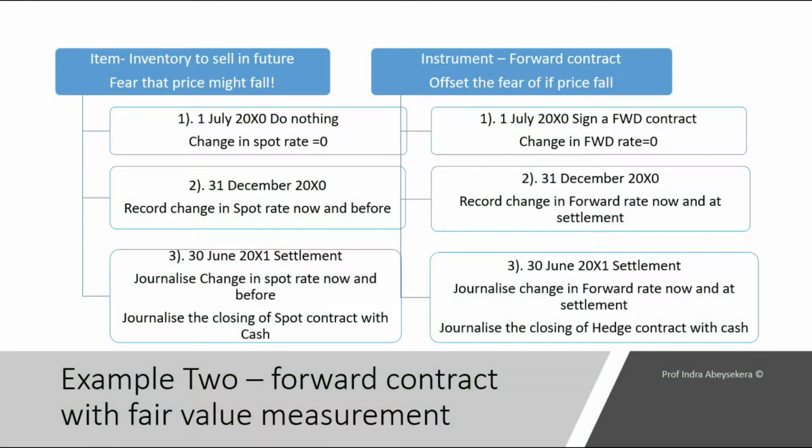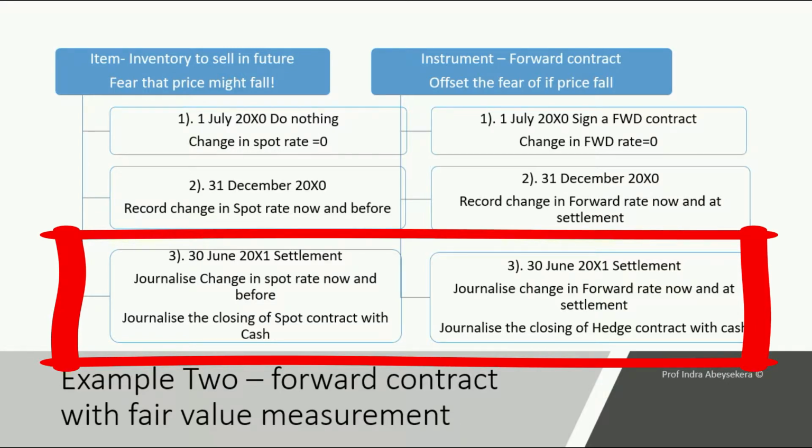When it comes to the settlement date, that's 1 year after, 30th of June, we need to journalize the spot rate now and the spot rate before, that's 31st December. And in relation to the inventory, we need to record the change in the value of the inventory. And then we also need to record the settlement of the item contract, that is the inventory sale. We need to record that if we have that information. On 30th of June, for the instrument, we need to record the forward rate now and the forward rate at the settlement date, and that change in value we need to record.